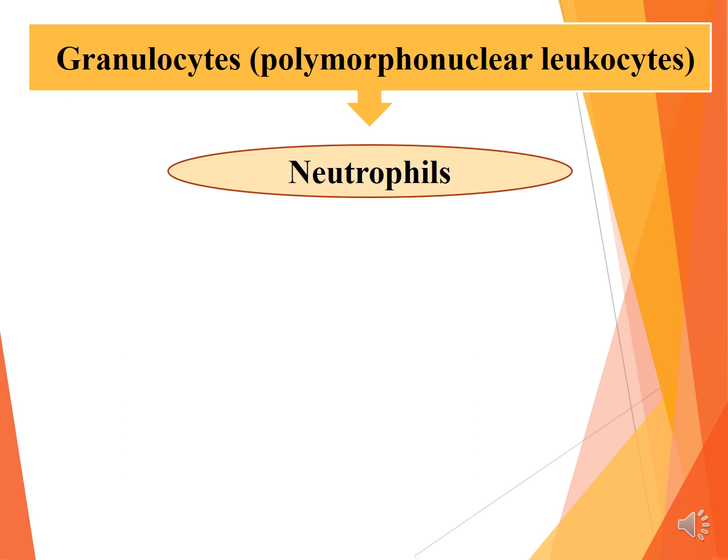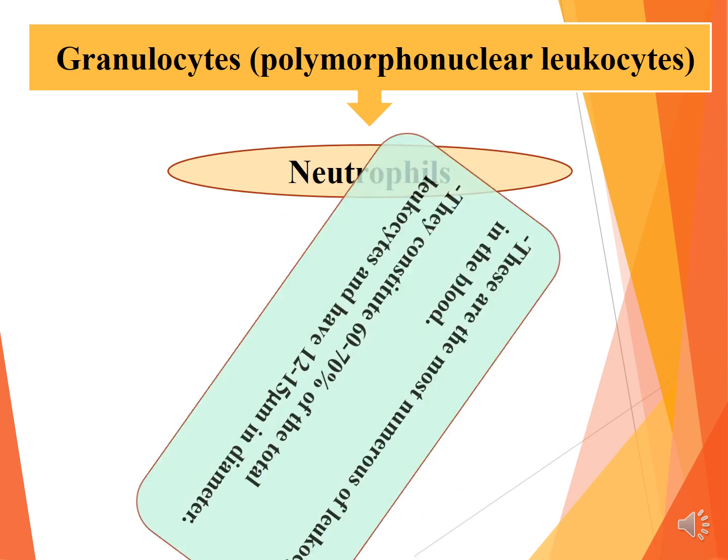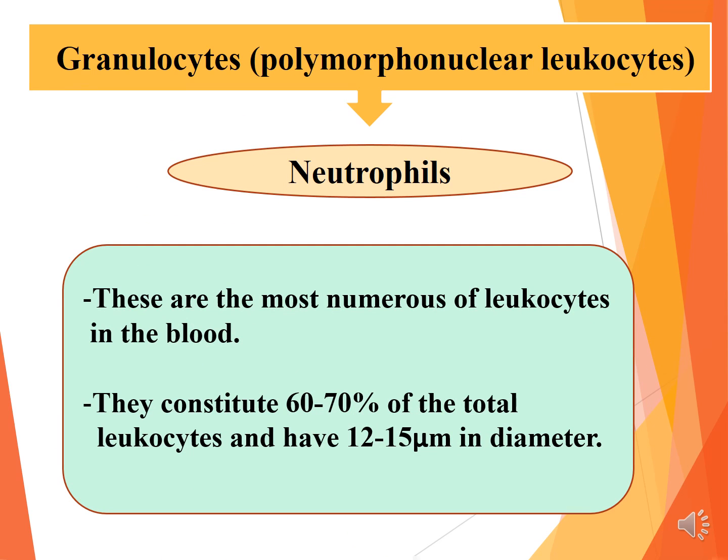مجموعة granulocytes or polymorphonuclear leukocytes. بالنسبة لهذه المجموعة أول نوع من الخلايا neutrophils. Neutrophils are the most numerous of leukocytes in the blood, where constitute 60 to 70% of the total leukocytes and have 12 to 15 micrometer in diameter. تعتبر خلايا النيوتروفيلز هي الأكثر خلايا عددا وانتشارا من بين كريات الدم البيض.